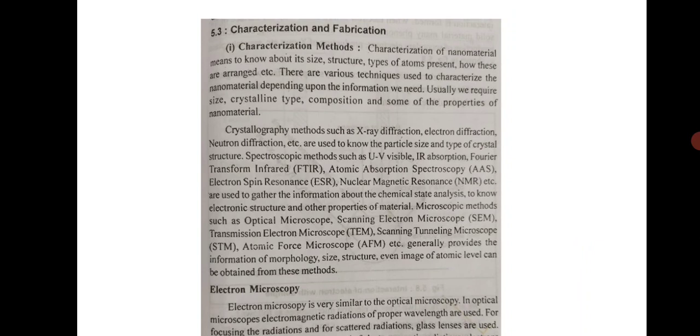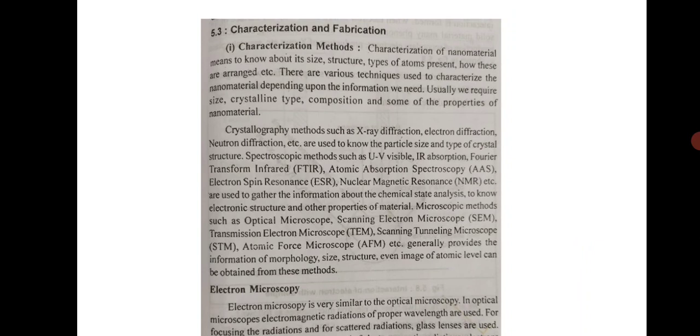Characterization of a nanomaterial means to know about its size, structure, type of atoms present, how these are arranged, etc. There are various techniques used to characterize nanomaterials depending upon the information we need. Usually, we require size, crystalline type, composition, and some of the properties of the nanomaterial.